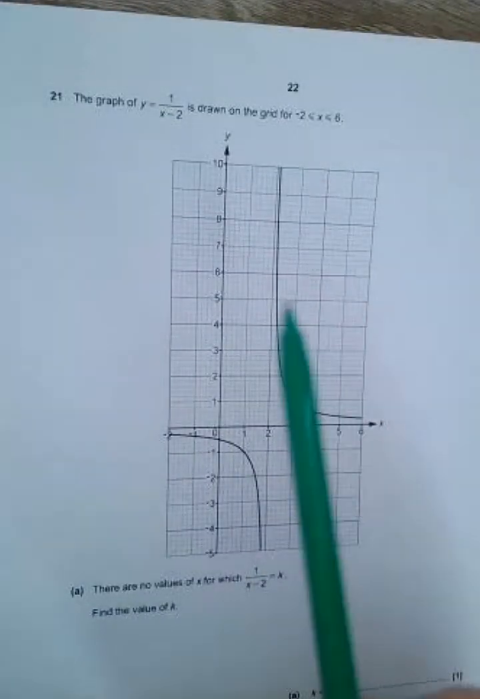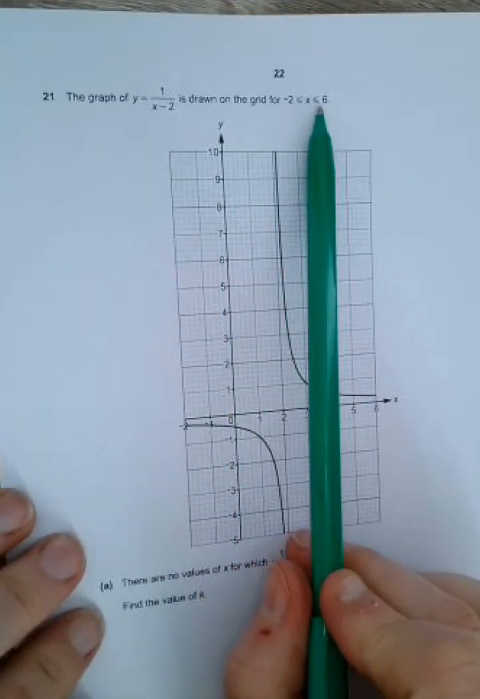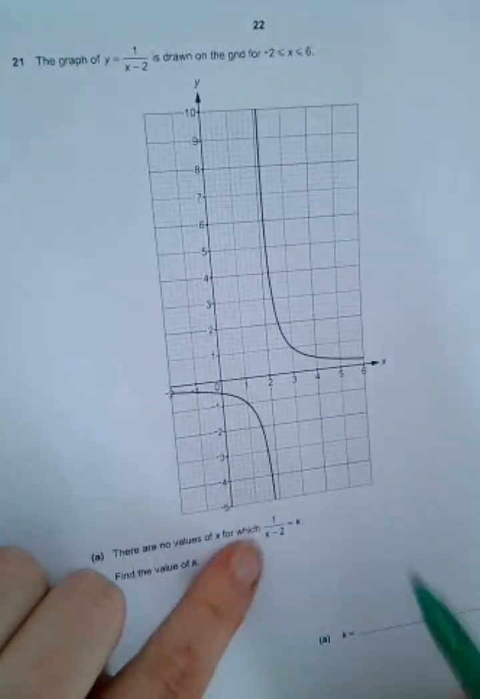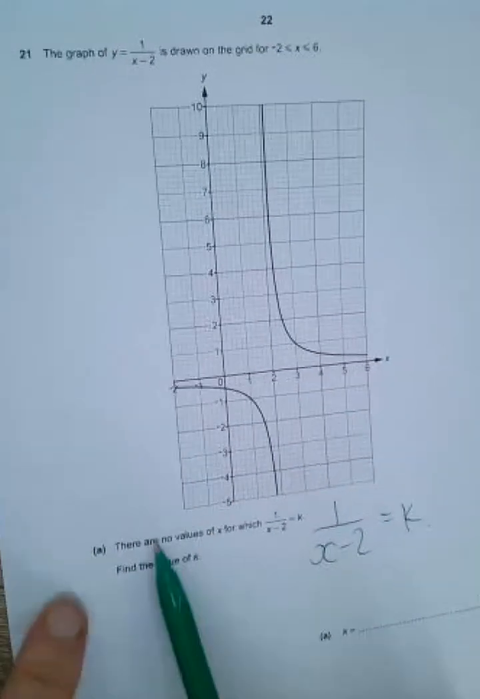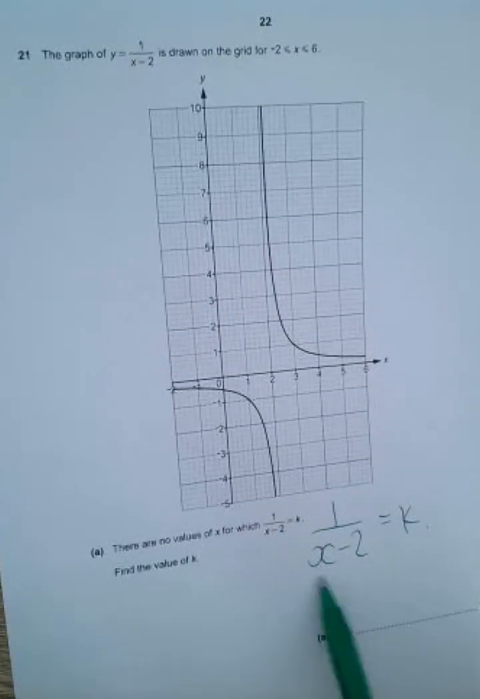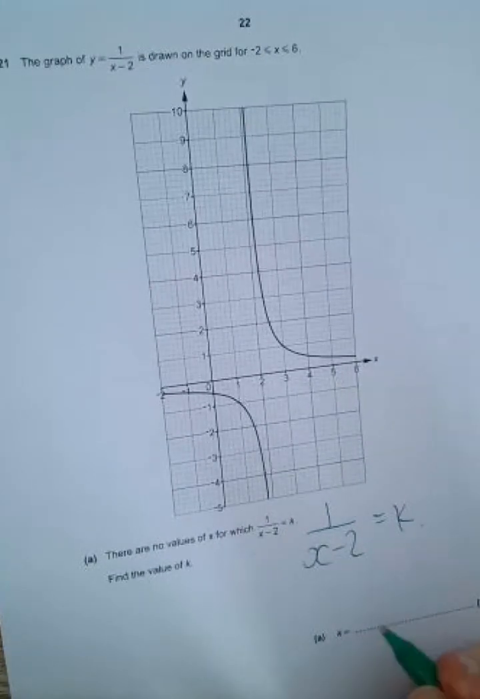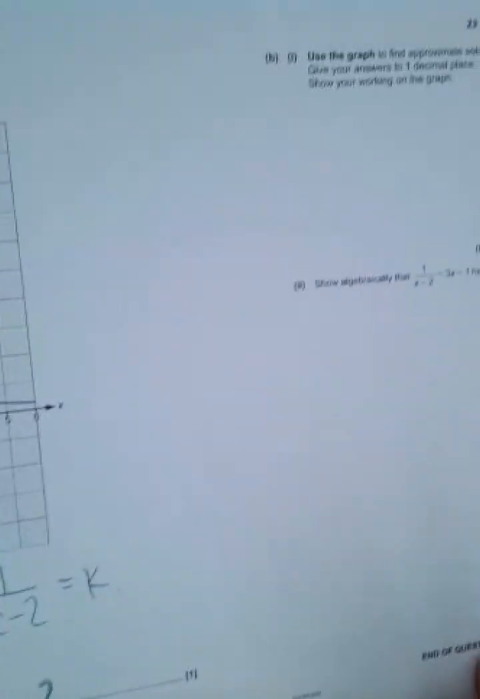Question 21, another graph. Okay, we've got y equals 1 over x minus 2 between x values of minus 2 and 6. There are no values for which 1 over x minus 2 equals k. What's the value of k? This is coming down to we can't divide by 0. So what value of x is going to make it so I can't divide by 0? It's going to be 2. 2 minus 2 is equal to 0. Okay?